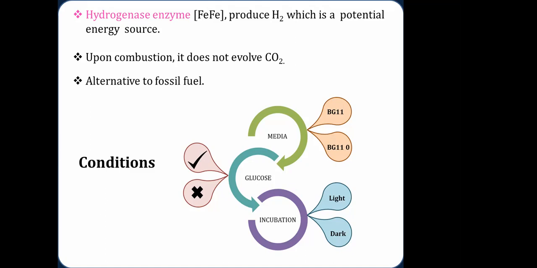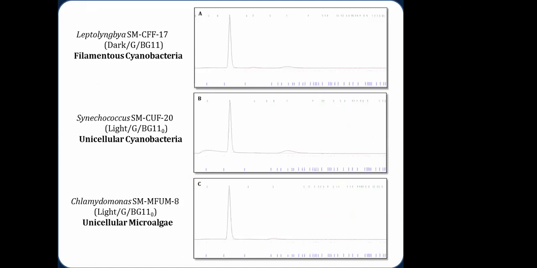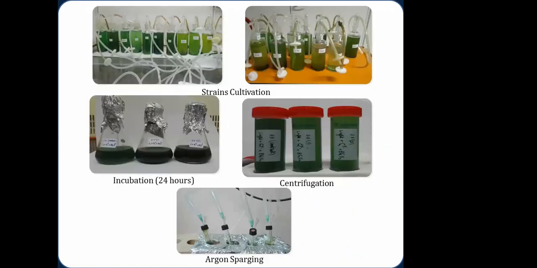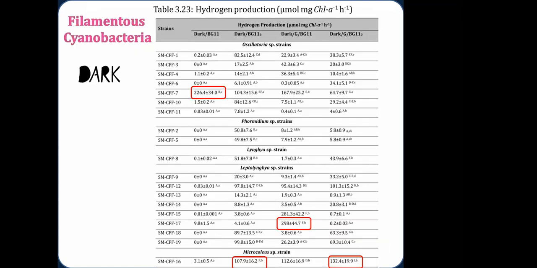So here you can see that the differentiating points were the BG11 media having the nitrate, and BG11 0 means the absence of the nitrate in the media. The second difference was the presence or absence of the glucose, and the third difference was whether the strains were present in the light or in the dark. Here is some pictorial representation and a glimpse of my research work which I performed at Uppsala University, Sweden. And here are the results and the peaks which can be shown for the detection of the hydrogen. In tabular form, I have also summarized my results.